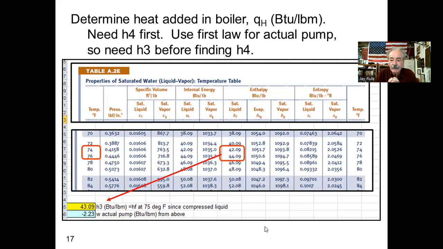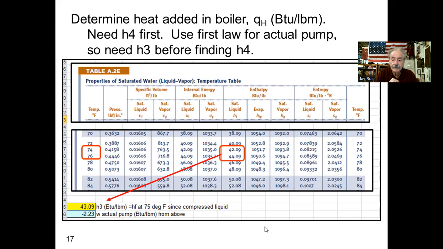Now we're going to move to analyzing the boiler. Why are we doing that? Because we need the boiler heat input to determine the thermal efficiency, and then we'll be home free. Let's look ahead to the boiler. What's the inlet state of the boiler? It's state 4. And we didn't calculate H4 yet. So we're going to need to calculate H4, right? We need to write the first law for the actual pump, and we can do that in our heads.